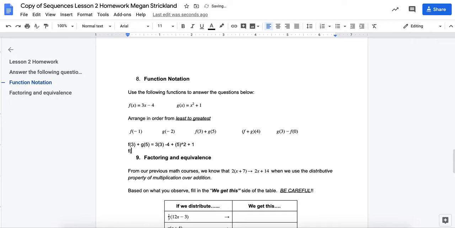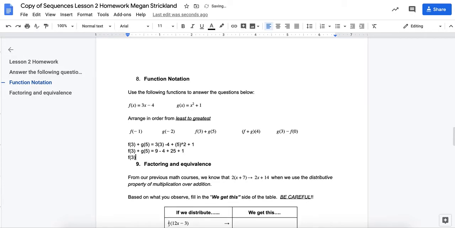Okay, so f of 3 plus g of 5 equals, okay, remember we do exponents first and then multiplication, so 3 times 3 is 9, and then 5 squared is 25. Oops, got the plus sign. Okay, and now we're going to just add and subtract left to right. So 9 minus 4 is 5. So 5 plus 25 is 30. 30 plus 1 is 31. Okay, so that would be our answer.